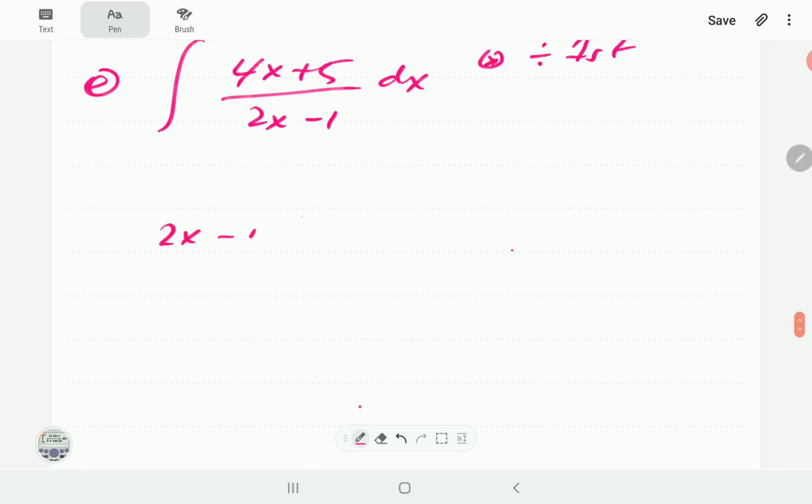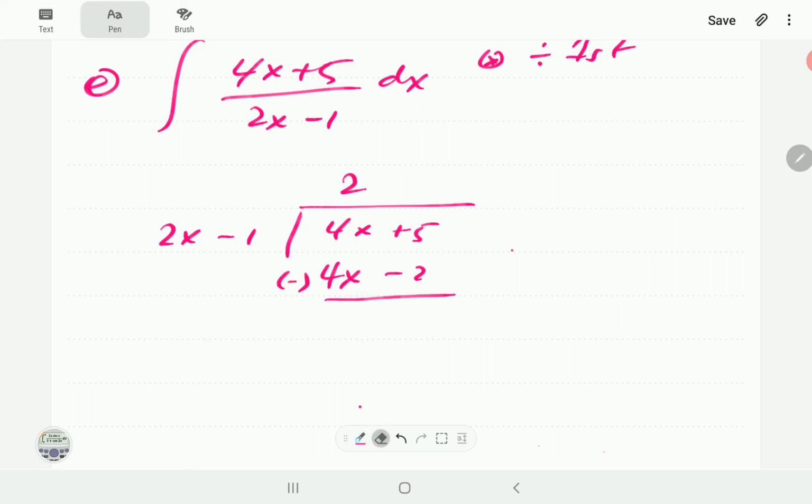So if we put 2x minus 1 here, 4x plus 5 there, then we say how many times does 2x go into 4x, and it goes twice. Then we're going to have to say 2 times 2x, which is 4x. We write that one there, and then 2 times -1 is -2. We write that one there, and then we subtract. So 4x minus 4x is 0. 5 minus -2 is 7.